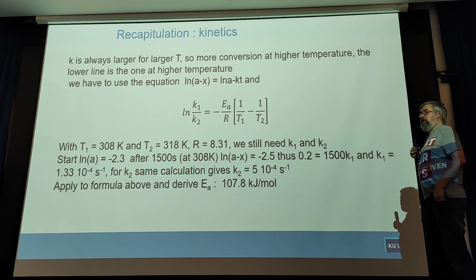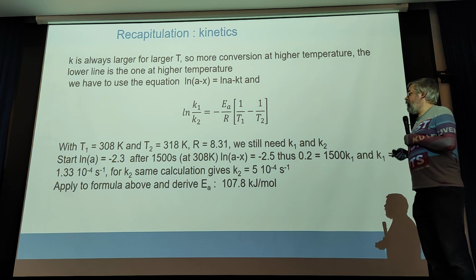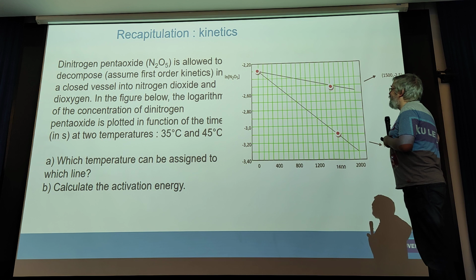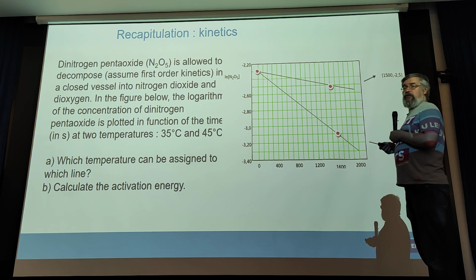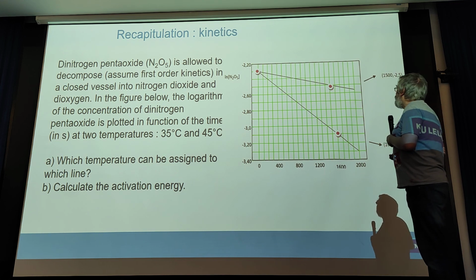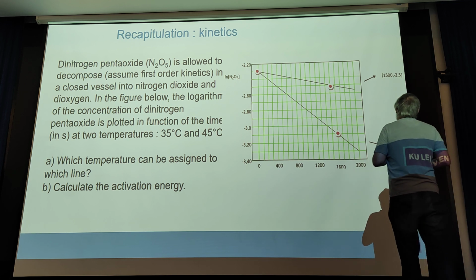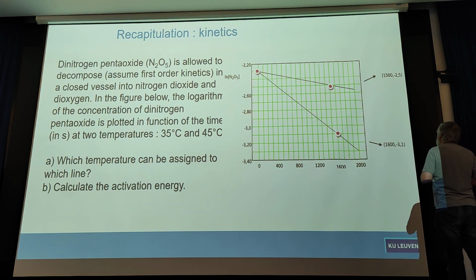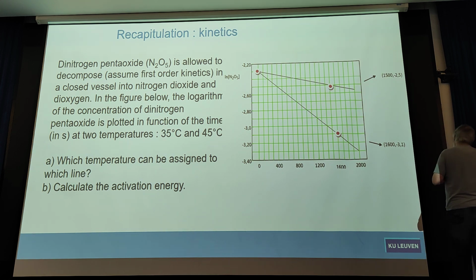Now, ln A we can derive from the data. It's 2.3 minus 2.3. And then the next one is minus 2.5 at 1500 seconds, and at 1600 seconds we have, at a different temperature, minus 3.1. These data now we can use.